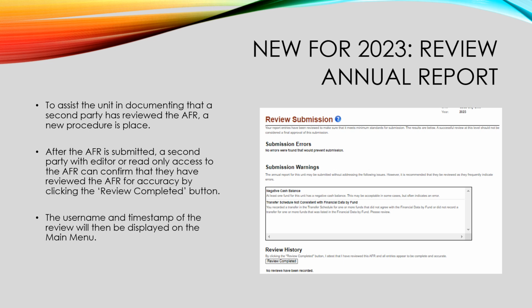For example, if your board chairman or assistant have edit or read-only access to the AFR, they can go into this section of the main menu and click that they have reviewed the AFR once the AFR has been submitted. That will document that a second review has occurred, and it might be helpful to you to show the auditor as internal control documentation. Again, this is totally optional.